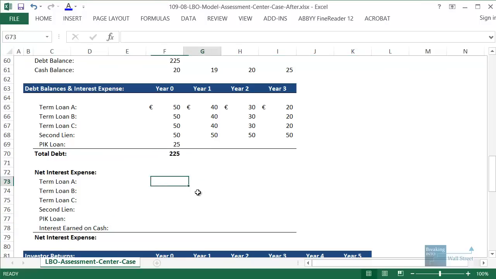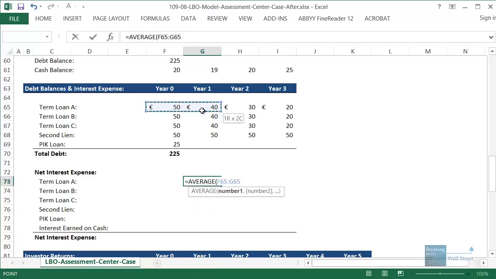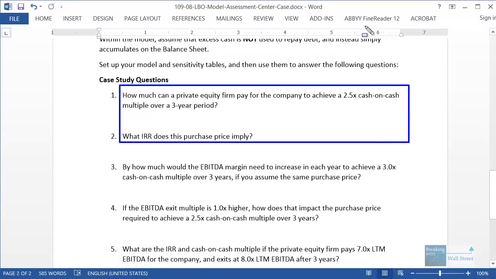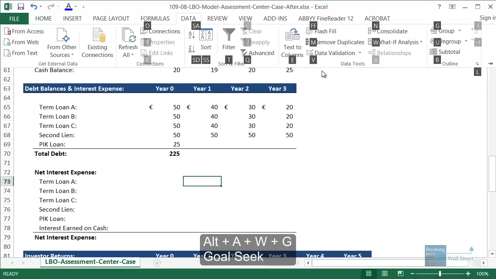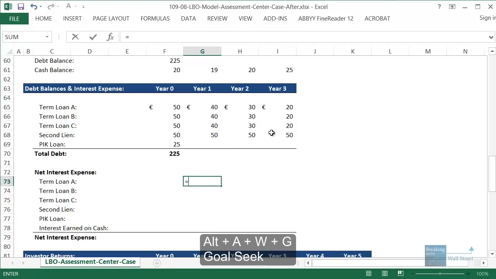Now for the net interest expense, you have to be really careful here because with term loan A, for example, in a lot of LBO models, you'll take the average debt balance between, say, year 0 and year 1 to calculate this. The problem here is that later on in the case study, we are going to be using the goal seek function to answer these types of questions about the cash on cash multiple and the price that they can pay to achieve certain returns. Now, the goal seek function in Excel, if you go to Alt A W G, does not work if you have circular references, and as a result, we are going to base our interest expense here on the beginning balance. So in other words, the ending balance from the previous year.